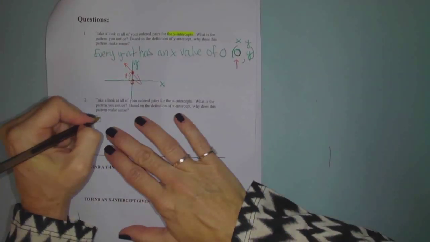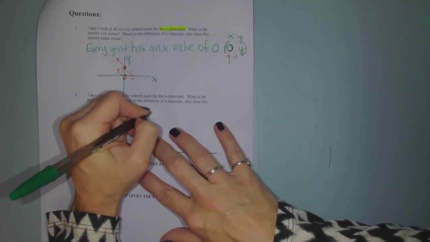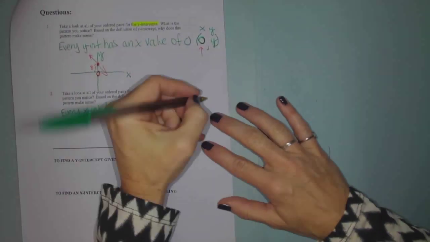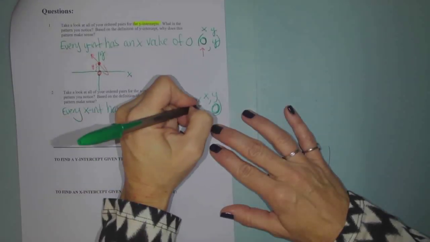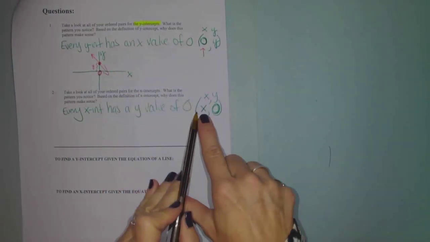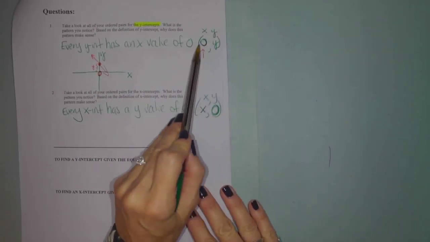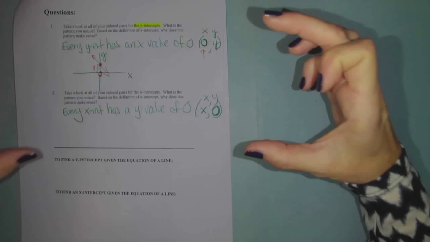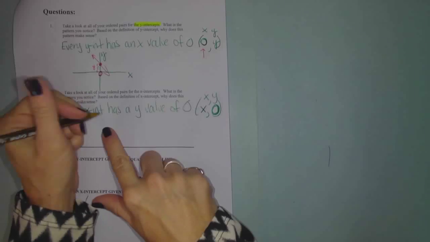So we're going to say every X-intercept has a Y value of 0. So in your ordered pairs, X, Y, the Y is 0. And the X is whatever X is when Y is 0. See, this behavior is going to affect the X, just like this behavior is going to affect the Y. Every line, X and Y are related, and one has an effect on the other. So why does it make sense? Well, let's do another graph.